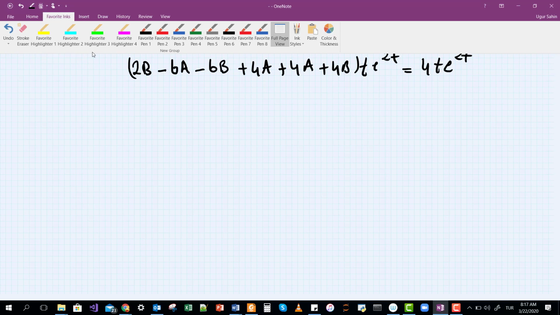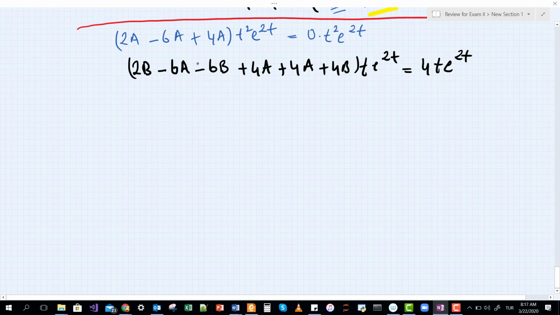If I add them directly, without using any color: 2b, 4b, which is equal to 6b, and then 6b minus 6b, which is equal to 0. 4a, another 4a, and then minus 2a, which is equal to 2a. 2a is equal to 4. That's why I can find out a is equal to 2. Great.